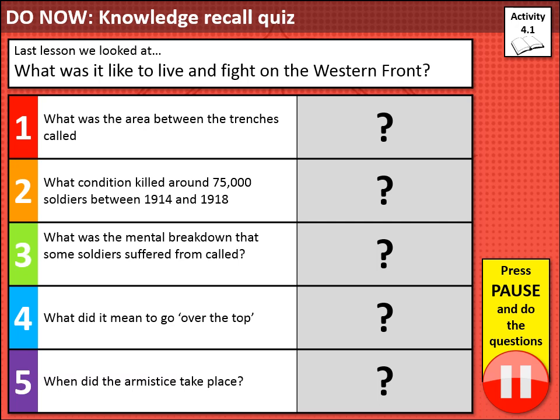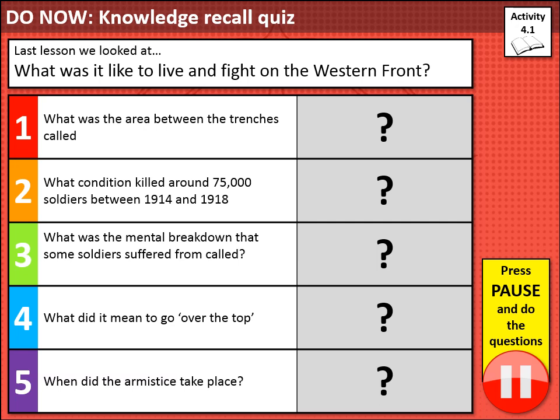So we're going to start with a knowledge recall quiz. This is activity 4.1 in your activity workbook. So last lesson we looked at what was it like to live and fight on the Western Front. You looked at that lesson with Miss Cherry. So there are 5 questions I'd like you to look at.